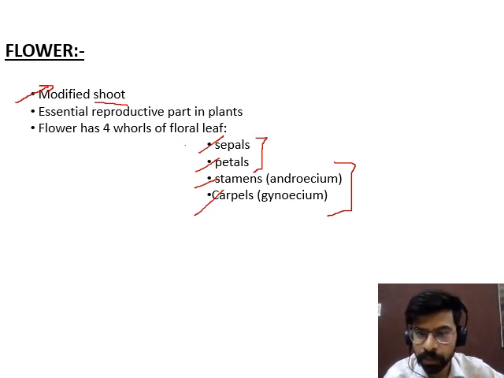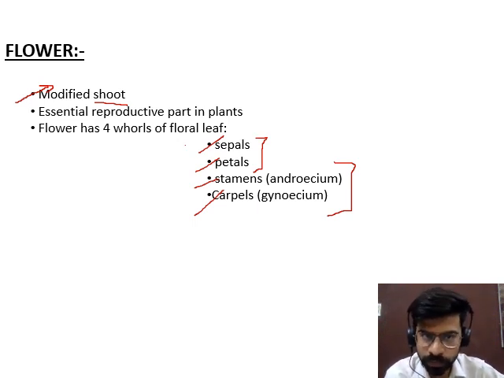In stamen, male gamete is formed, whereas in carpel, female gamete is present. So fusion of male and female gamete is known as sexual reproduction. So if stamens and carpels are not present, sexual reproduction will not take place. That's why stamen and carpel are called essential parts, whereas sepals and petals only provide color to the flower, so they are non-essential parts and they help to attract insects for pollination only. Their work is only to attract insects for pollination or to provide a bright color to the flower.